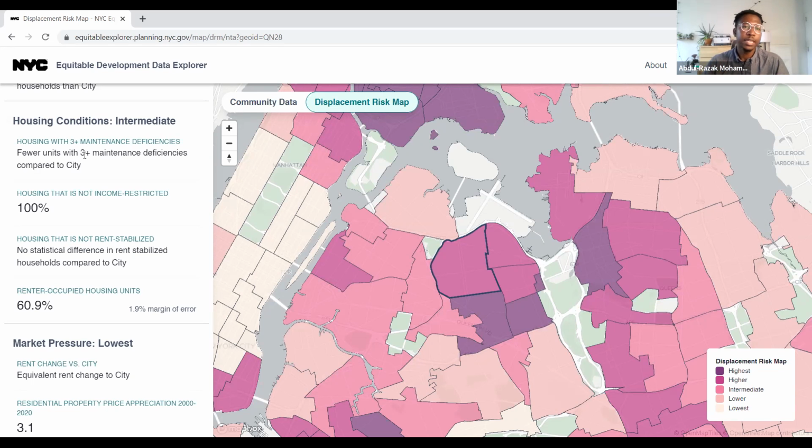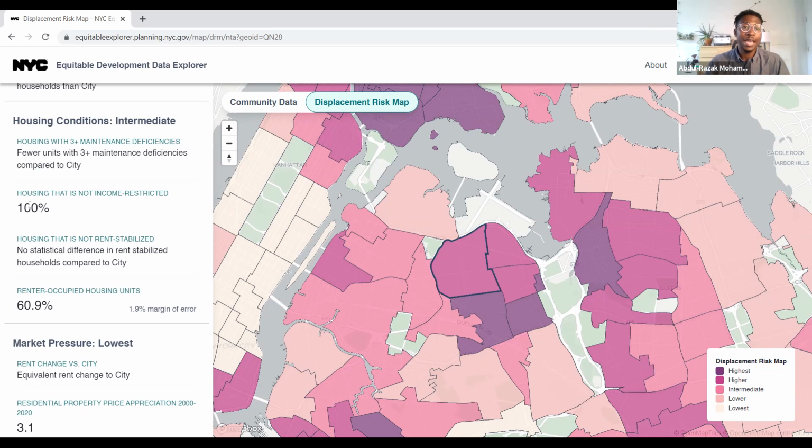This information is really helpful because it helps us understand what housing is available to folks, particularly folks of lower income status. And when they do have that housing, or when housing is available in general, what is the quality? How well is that housing maintained, and is it maintained on a regular enough basis? We can see that within Jackson Heights, there are fewer units with 3 or more maintenance deficiencies when compared to the city. That doesn't mean that there aren't any, but when you compare it to the overall, it's not as bad of a situation as the city's overall experience with this.